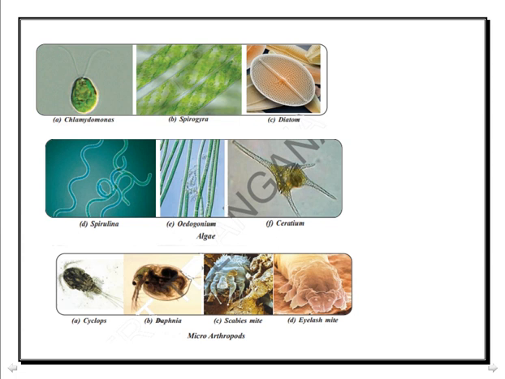Do you know photosynthesis in microalgae is very useful to organisms which live on Earth? Nearly half of the oxygen in the atmosphere is produced by these organisms.